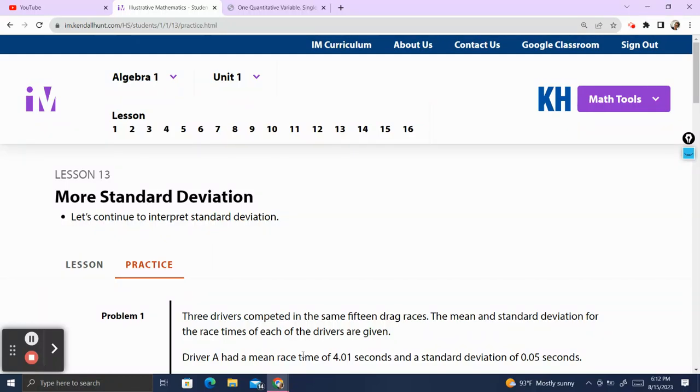Today we're going to be going over Illustrative Math, Algebra 1, Unit 1, Lesson 13 Practice.